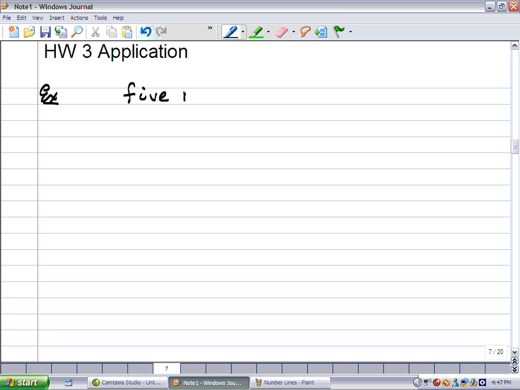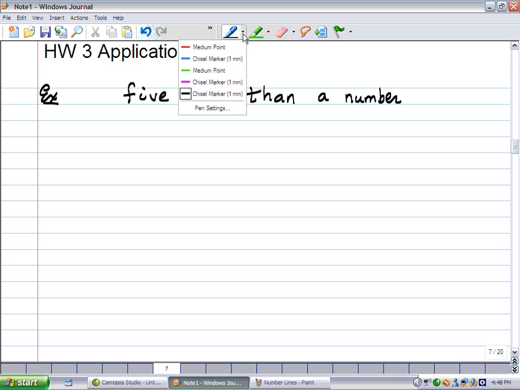5 more than a number. We don't know what the number is, just some number, so we're going to use a variable to represent it. We can choose any variable we want. Now when you do your problems in MyMathLab, it will often tell you what number to choose. It will tell you to choose X or N or T or whatever. But if it isn't in MyMathLab, you can choose whatever letter you would like.